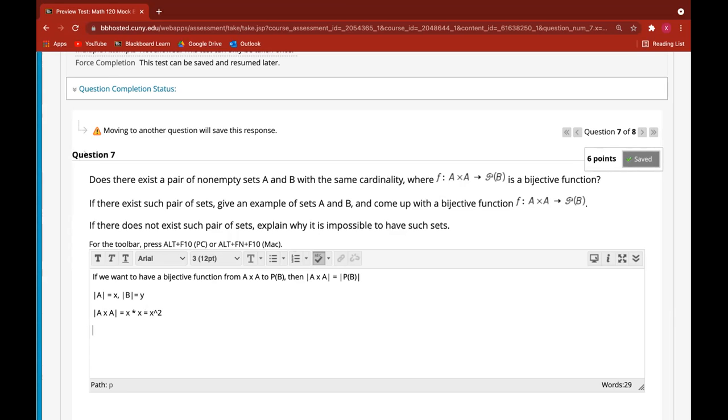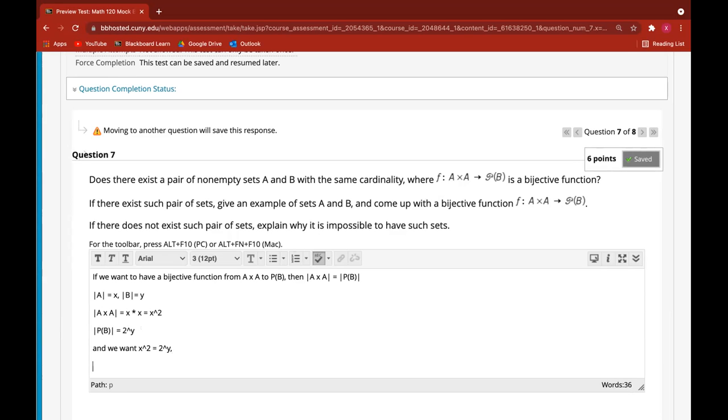Now the cardinality of B is Y, then the cardinality of the power set of B will equal 2 to the Y. And we want them equal to each other, right? And we want X squared to equal 2 to the Y.